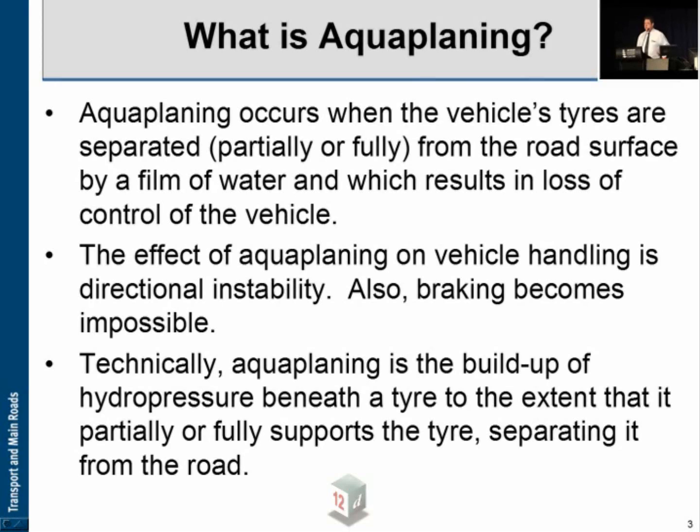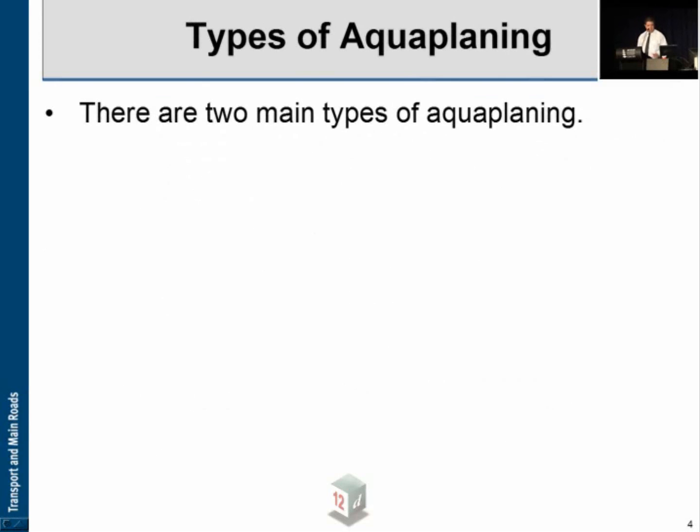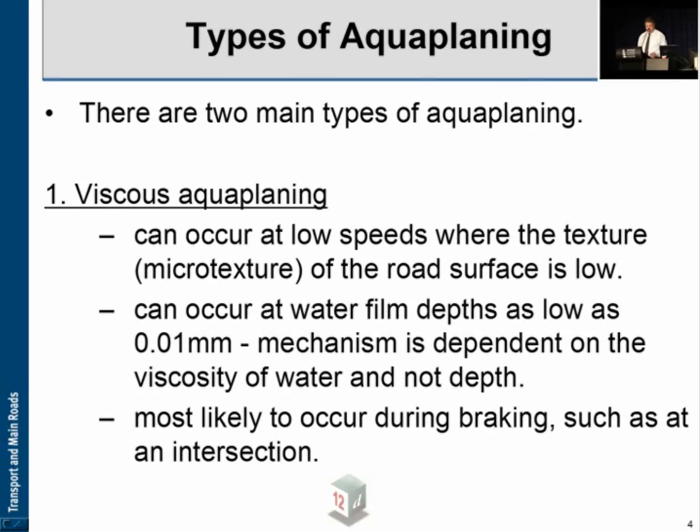Technically, there's always the layperson or the easier definition, then you've got the technical definition. Aquaplaning is the build-up of hydropressure beneath the tyre to the extent that it partially or fully supports the tyre and the load that's put on that tyre, separating it from the road. There are two main types of aquaplaning. There are a couple of others, but we'll just talk about the two main ones.